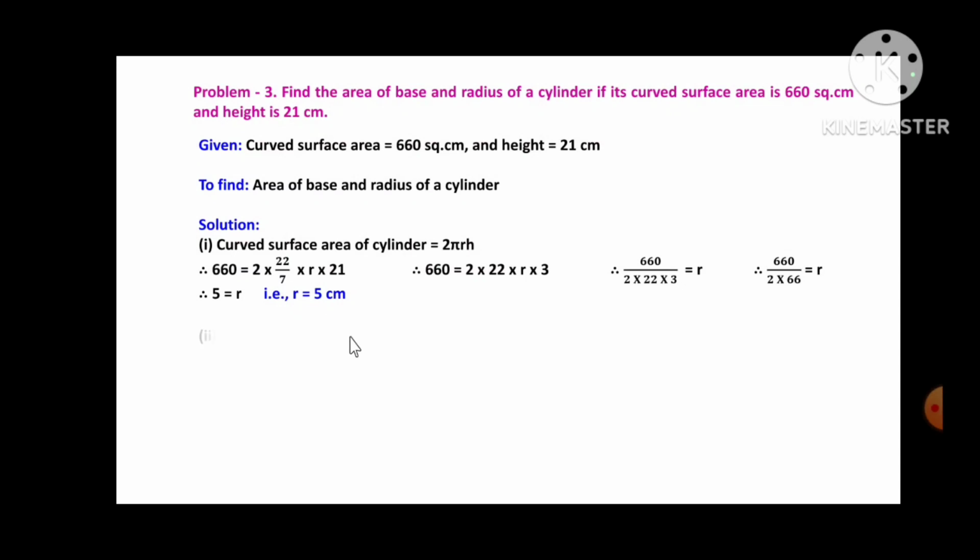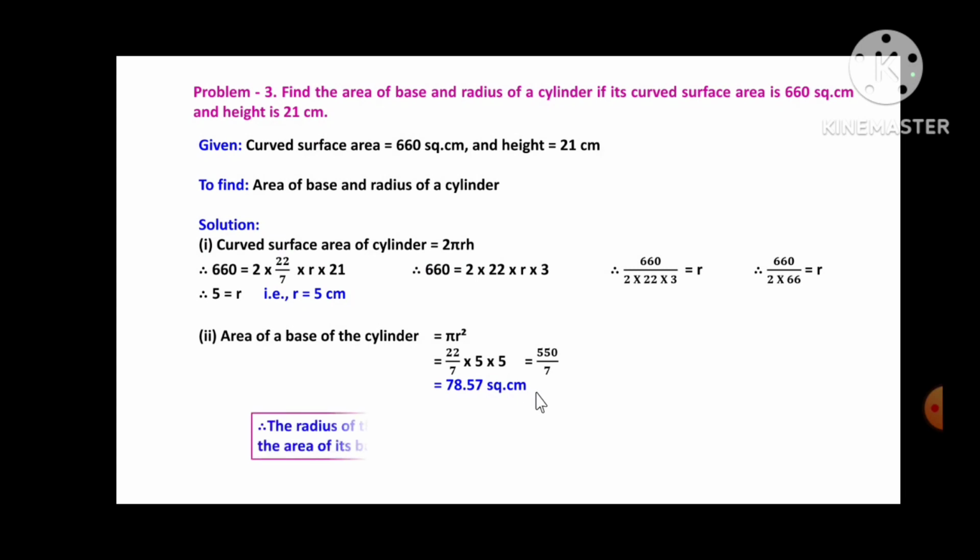Therefore r is equal to 5, you can write. Now area of the base of the cylinder is pi r square. 22 upon 7, r value we calculated as 5. So 5 into 5, that is 550 upon 7. So that leads to 78.57 square centimeter. In words we can write the radius of the cylinder is 5 centimeter and the area of the base is 78.57 square centimeter.